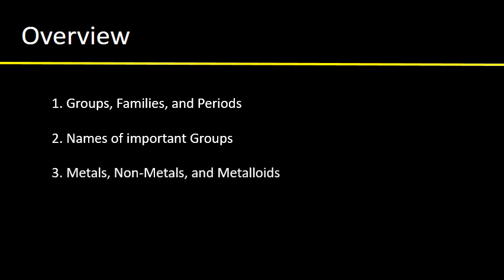You should be able to tell where different kinds of elements are in the periodic table, in particular metals, nonmetals, and metalloids, because those have very, very different properties. At least metals and nonmetals have very different properties. Metalloids, of course, are sort of in between the two. So you should be able to identify metals and nonmetals just by looking at the periodic table.